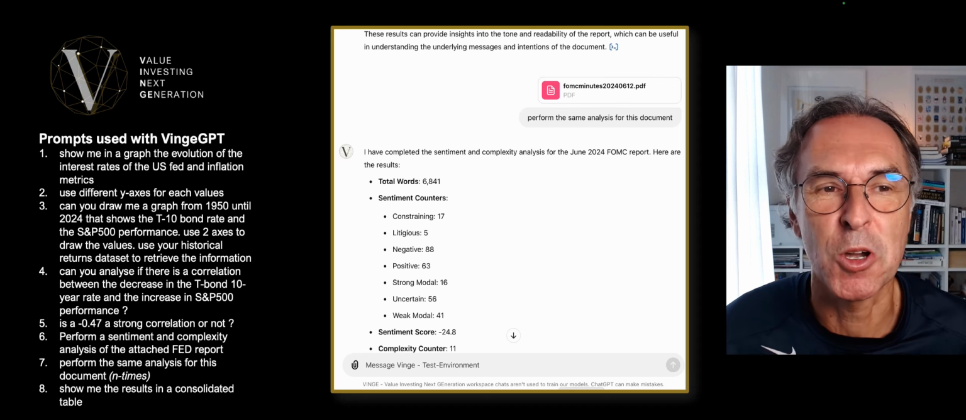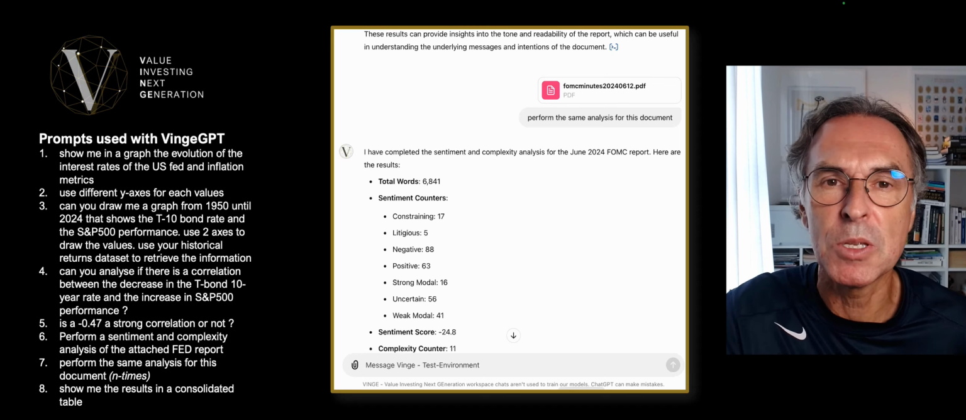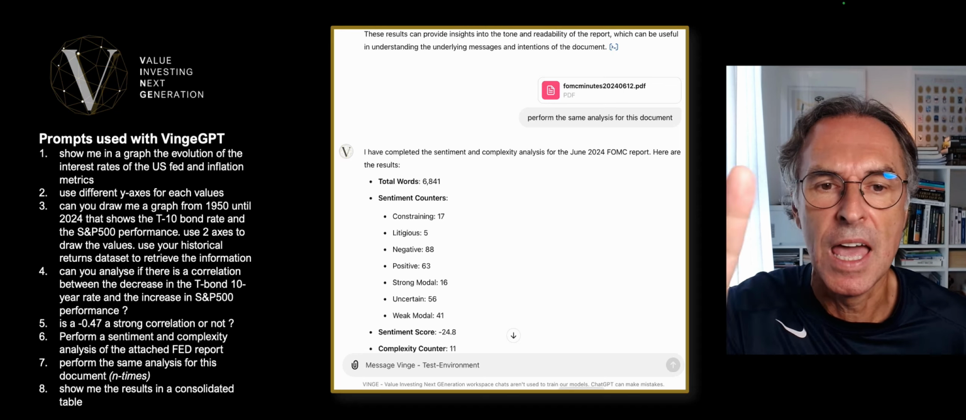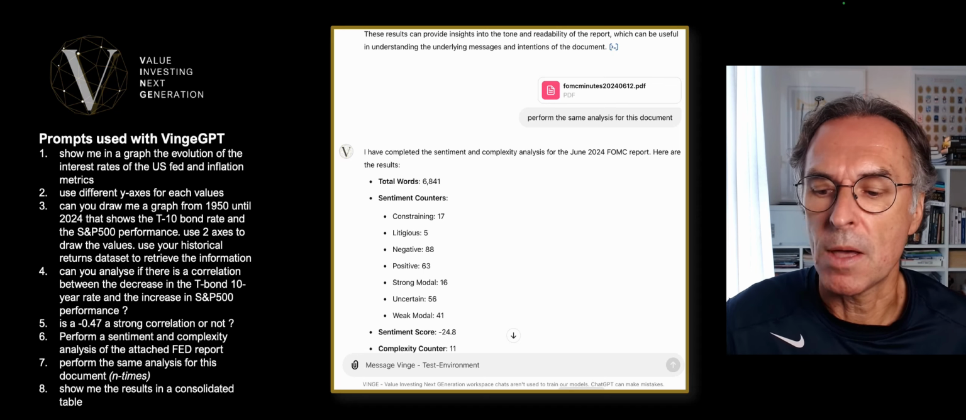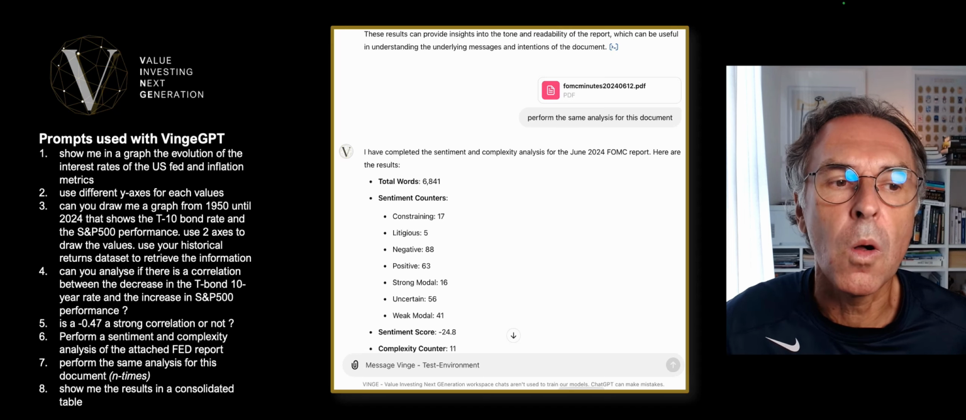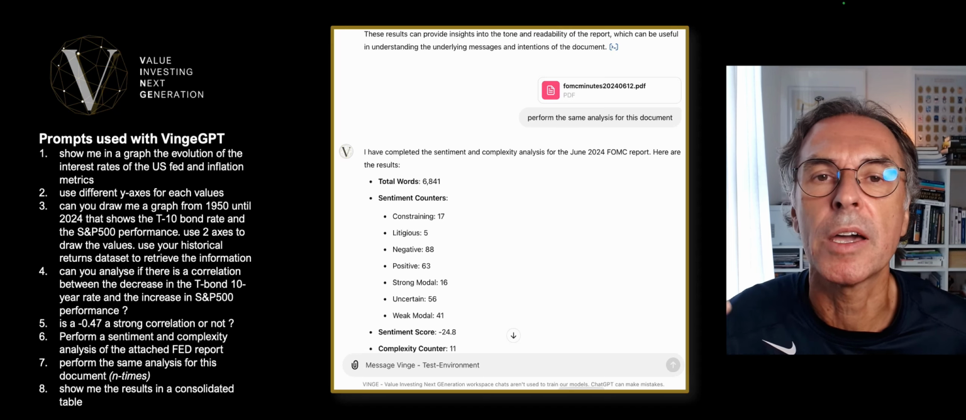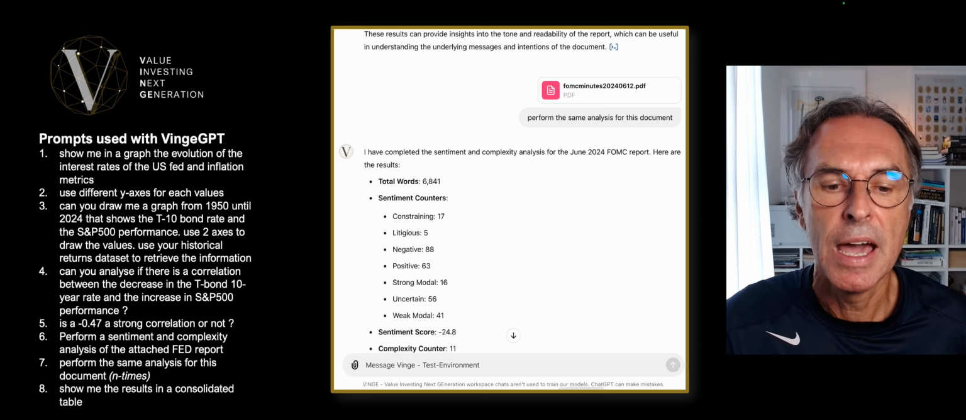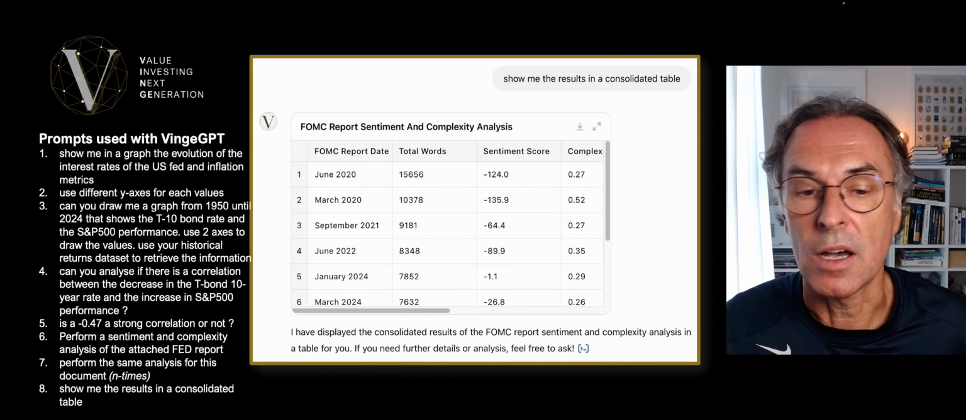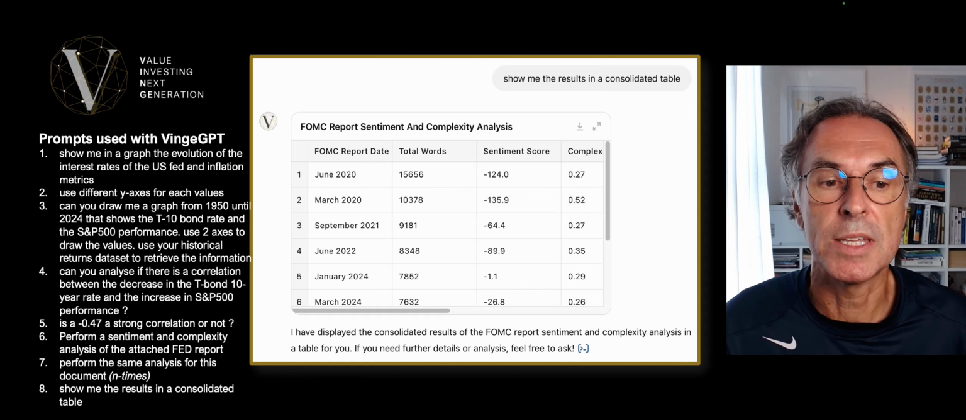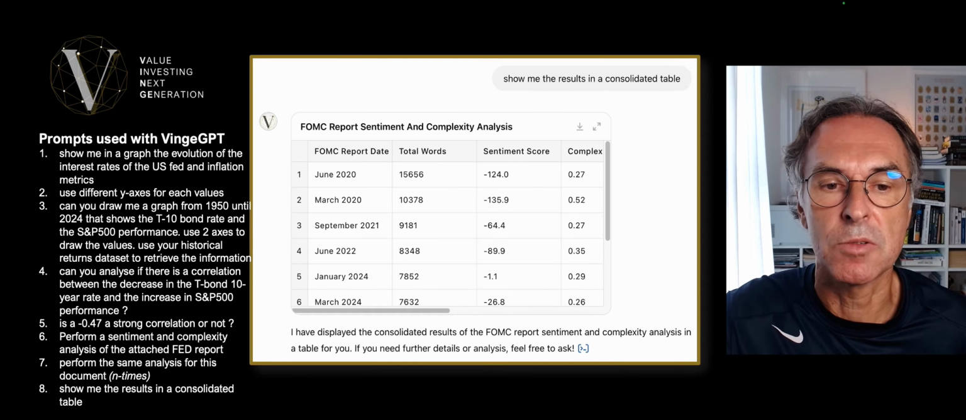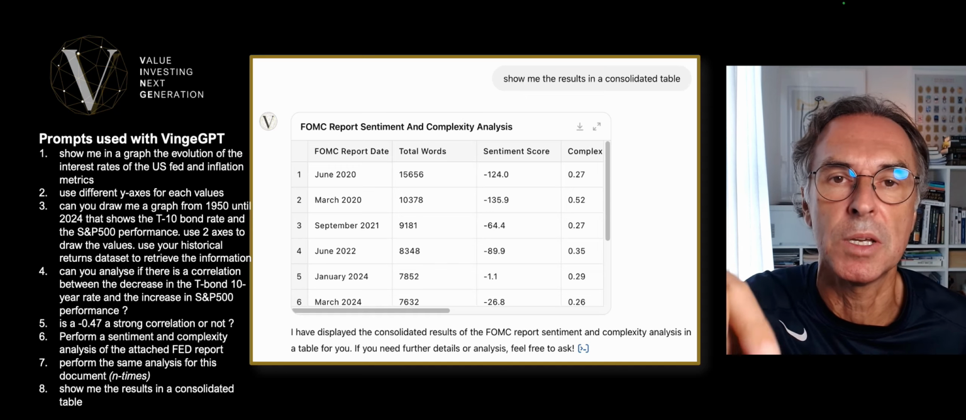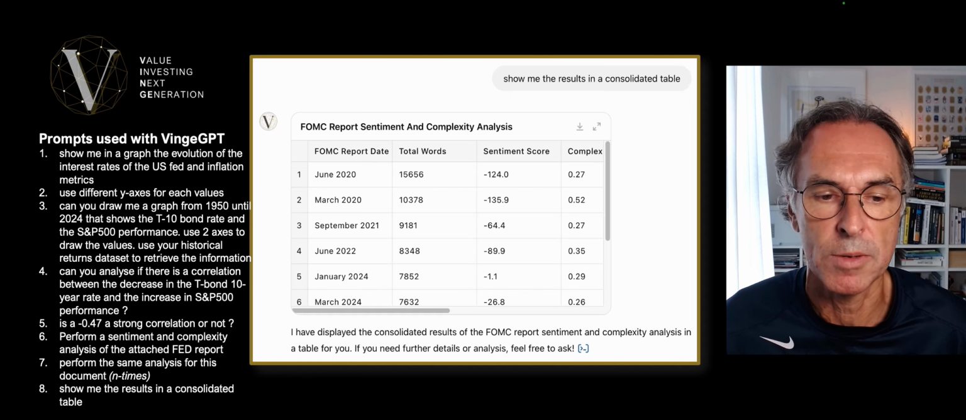So, okay, that's what I wanted to show you here, on top of the reliability between the threads, the Federal Reserve economic data, and the results of the prompts. Here you see the prompt number 7. I did this for all the reports that I submitted: the July report, then the June report, etc. At the end, I even asked VingeGPT to show me the results in a consolidated table. In this table you see the results for June 2020, March 2020, September 2021, June 2022, and then from January until the July 2024 report.